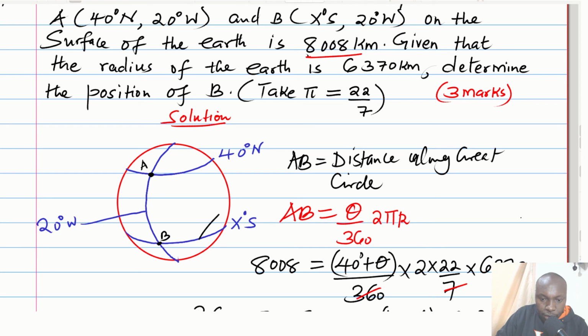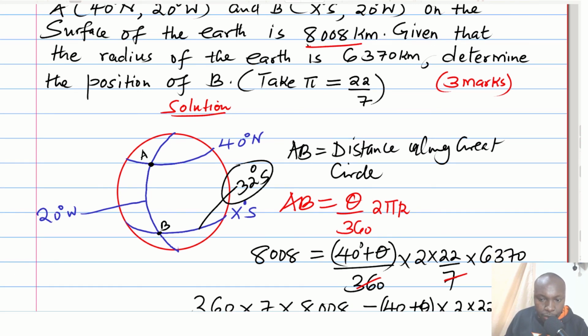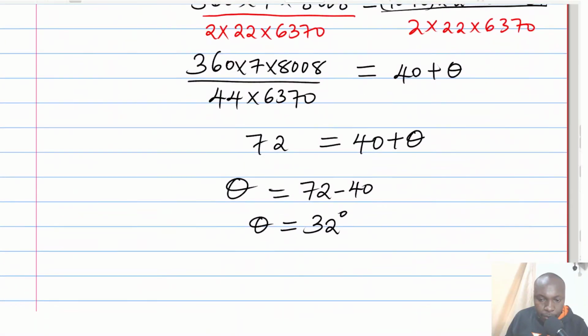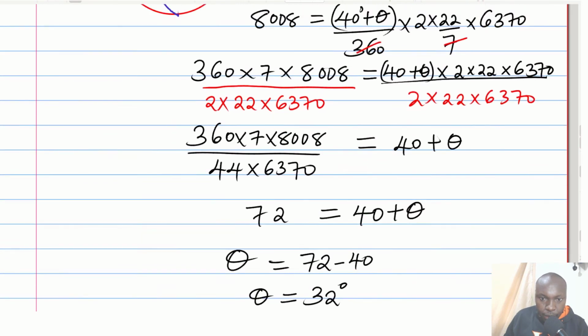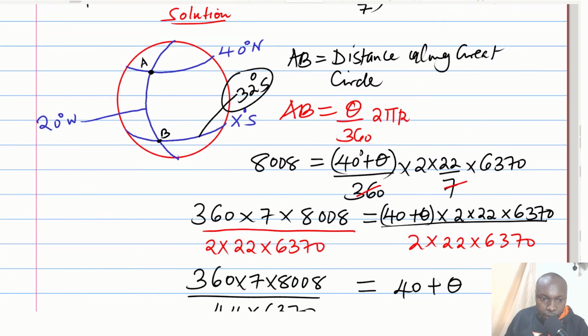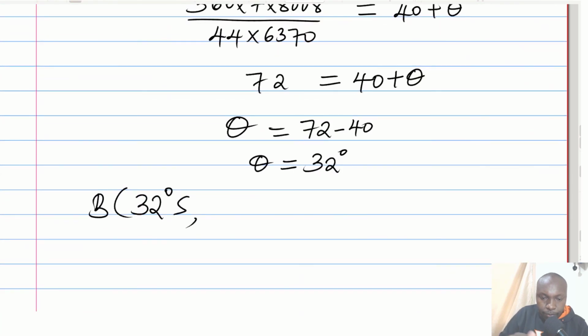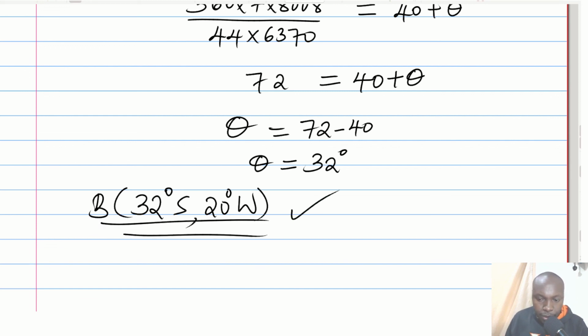So this latitude will be 32 degrees to the south. After getting that, now you can answer the question, the position of B. You give the position of B in latitude and longitude. So B lies on 32 degrees south, and the same longitude, as you can see, 20 degrees west. So that is simply how we're supposed to solve that question. Thank you.